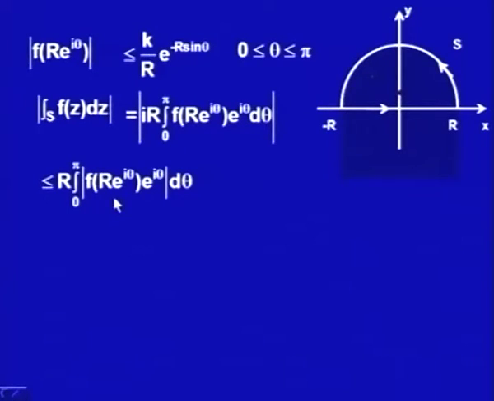So, what we get is that this would be less than or equal to k upon r e to the power minus r sin theta. Since k and r are constants, I could take them out of the integral sign. So, r into k by r I would get as k, and then the integral from 0 to pi of e to the power minus r sin theta d theta. Now, here I can use Jordan's inequality for this integral, and I could write it as less than pi upon 2r, that is, this is less than k times pi upon 2r.